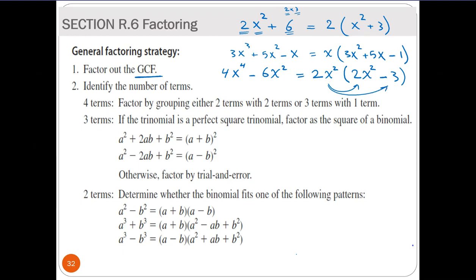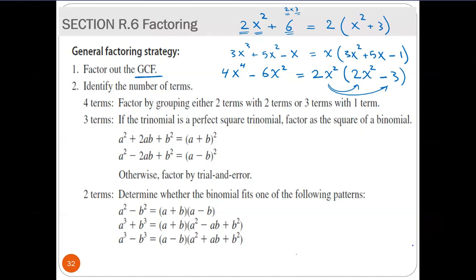If you multiply 2x squared with 2x squared, you have 4x to the power 4, and multiply 2x squared with negative 3, we have negative 6x squared. So you must go to the greatest common factor if we need to factorize. This is the first process. If we have a greatest common factor, you must do it as the first step.